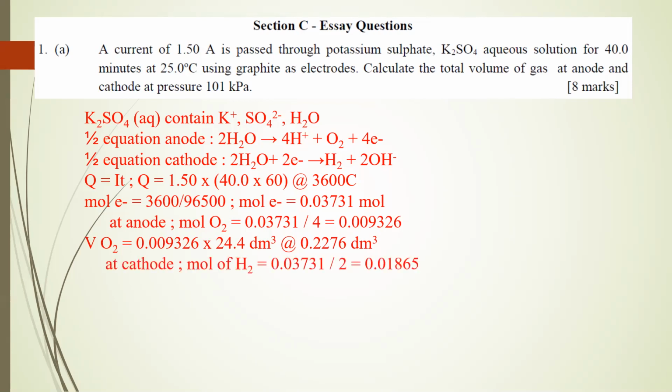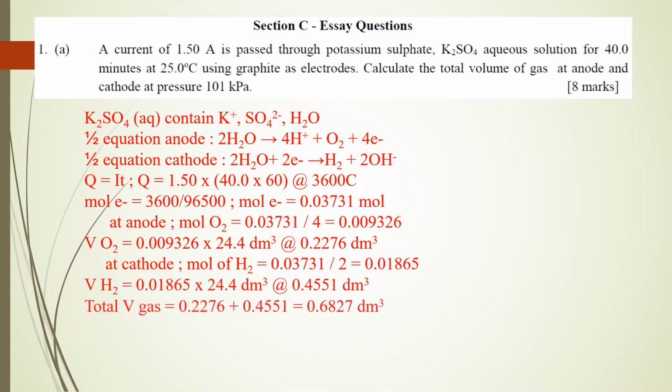As for the cathode, for the mole of hydrogen, you divide by 2 because stoichiometrically it is 1 to 2. So the mole of the hydrogen is 0.01865. Then you multiply with the molar volume of gas, 24.4, you get 0.4551, and then finally you sum up. 0.2276 plus 0.4551. So at the end, you get your volume 0.683, 3 significant figures. Okay, I forgot to stress, if you look carefully, it's not 27, it is 683 in 3 SF.